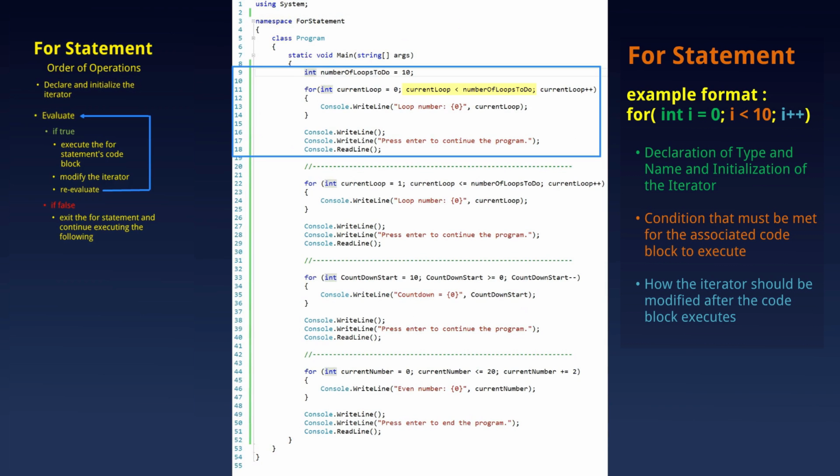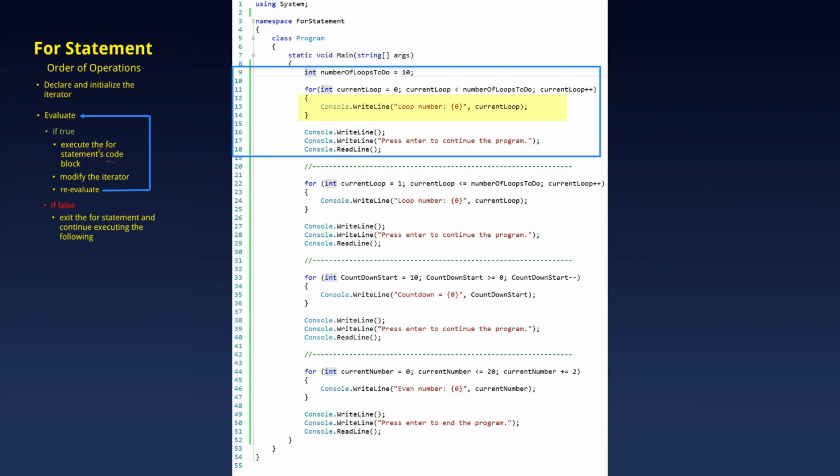The second part is an evaluation. This evaluation takes place before the block of code for the for loop runs on each iteration. So that means on the first run, my currentLoop has been initialized and it's equal to 0. It will now evaluate whether or not currentLoop is less than numberOfLoopsToDo. Is 0 less than 10? That evaluates to true. So now we will enter into the for loop block.